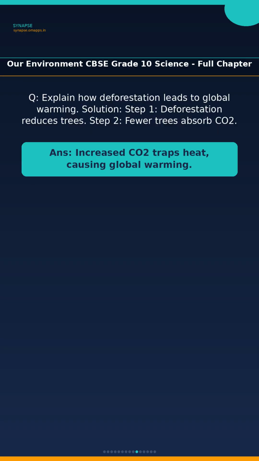Let's solve a typical exam question. Question: explain how deforestation leads to global warming. Answer: deforestation reduces the number of trees, which means fewer trees absorb CO2. This increases the concentration of CO2 in the atmosphere, trapping more heat and causing global warming.